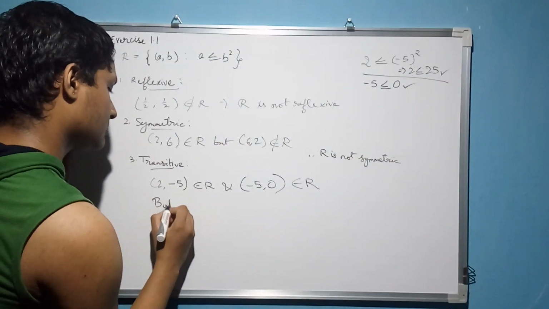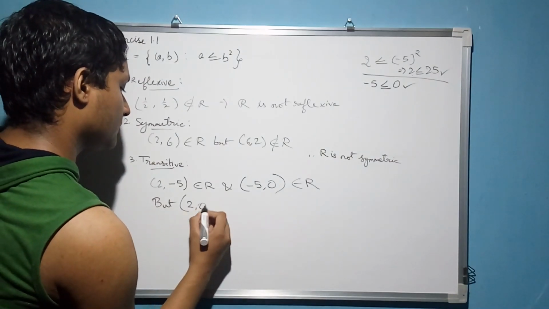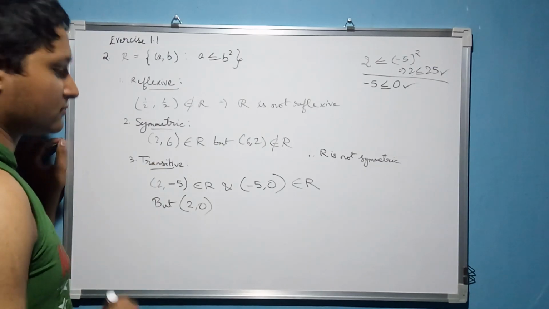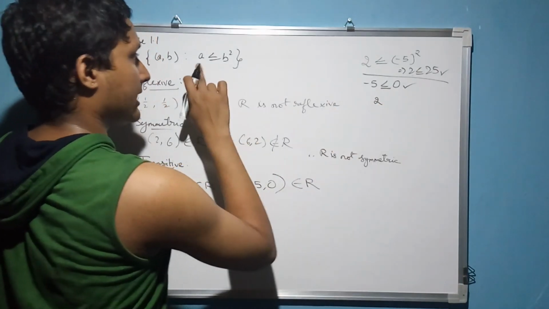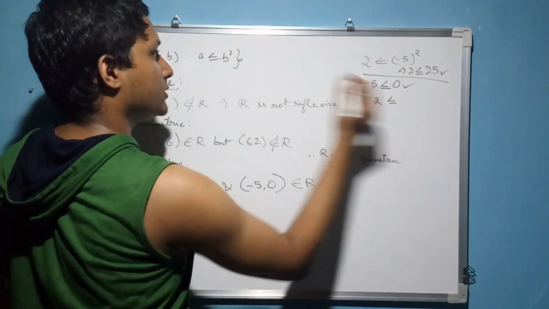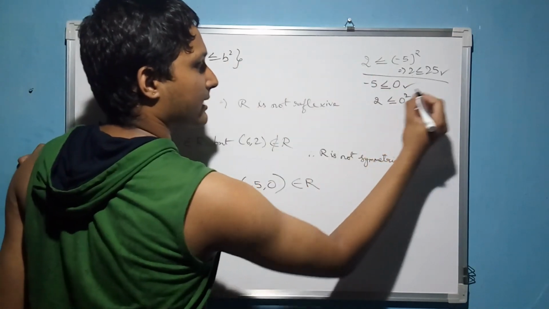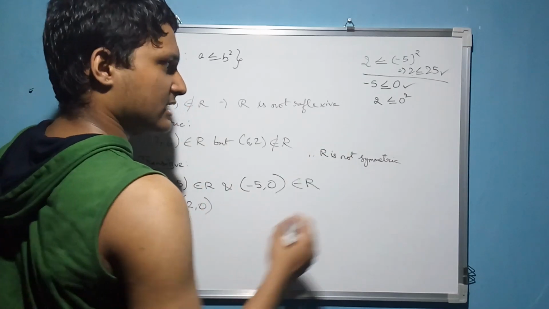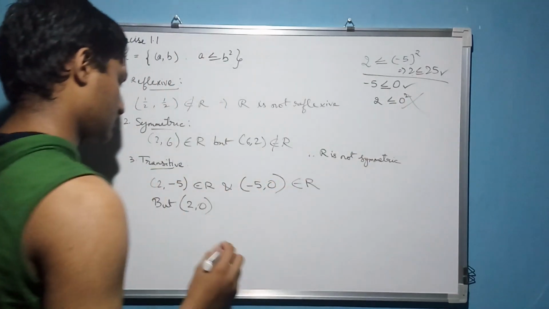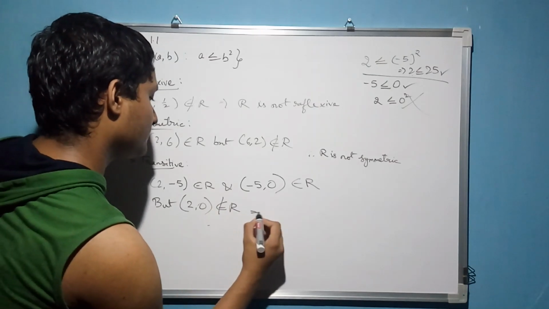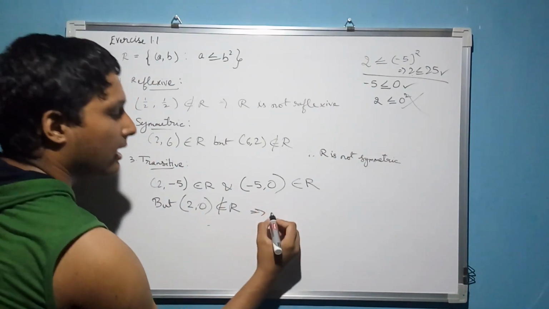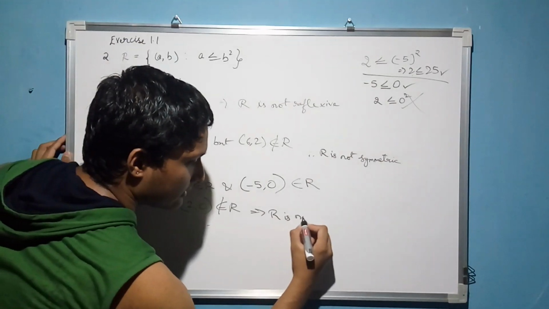But (2, 0), does it belong to R? We'll check now. 2 is a, less than or equal to b, b is 0, 0 square. 2 is less than 0. This is a wrong statement. Therefore, this does not belong to R. That implies that R is not transitive.